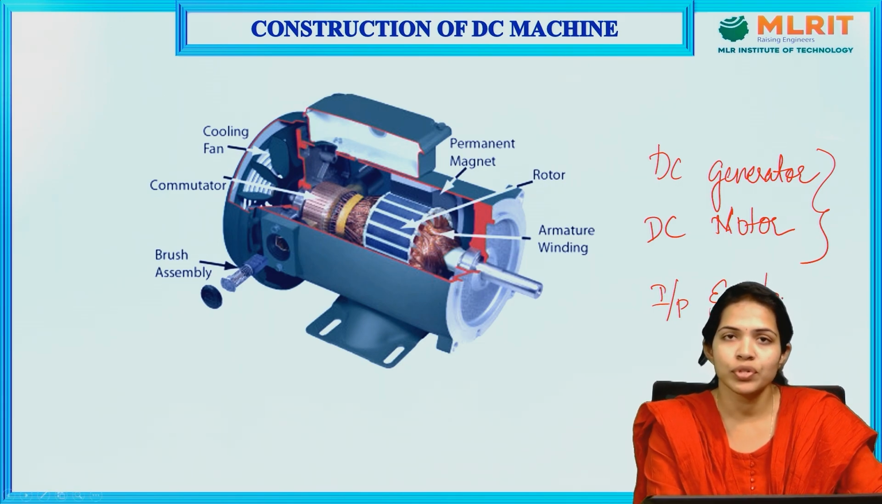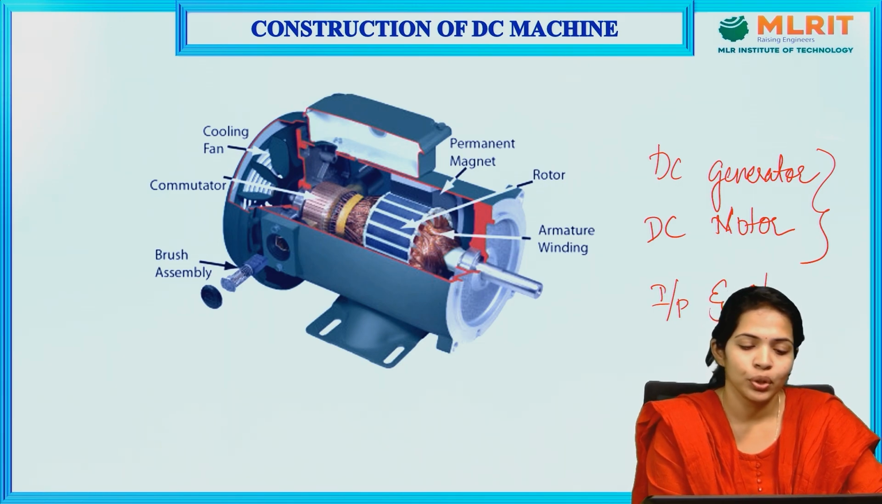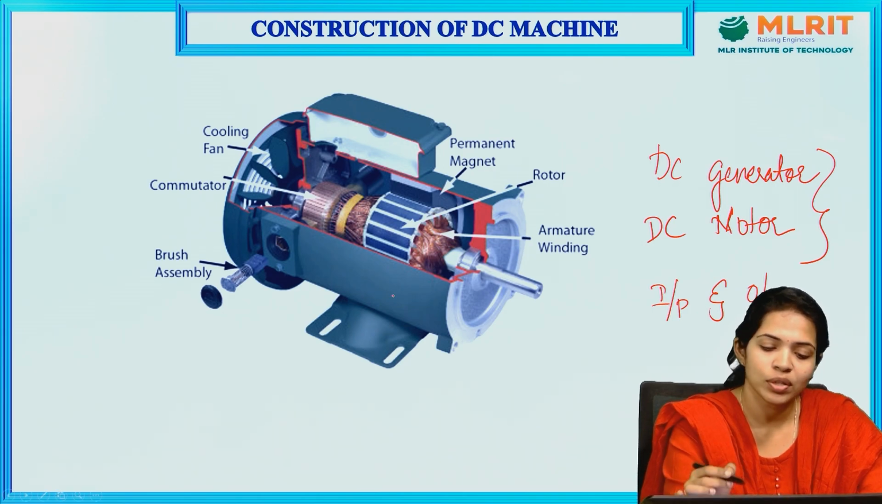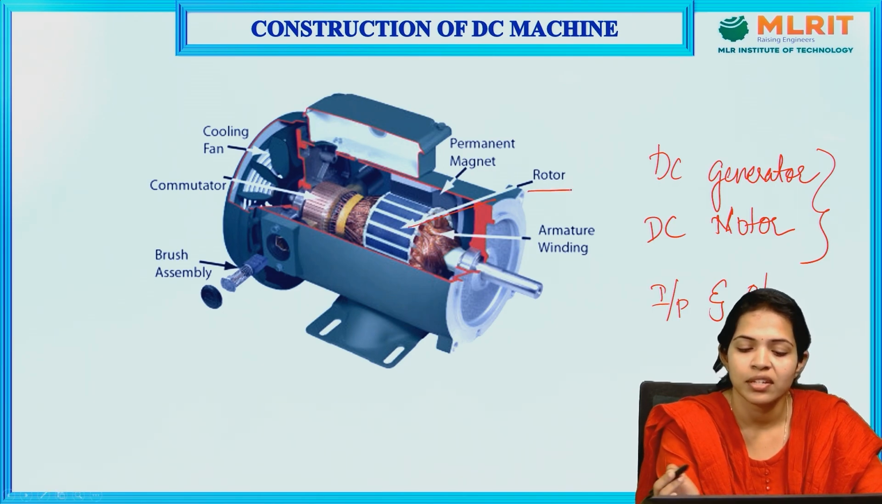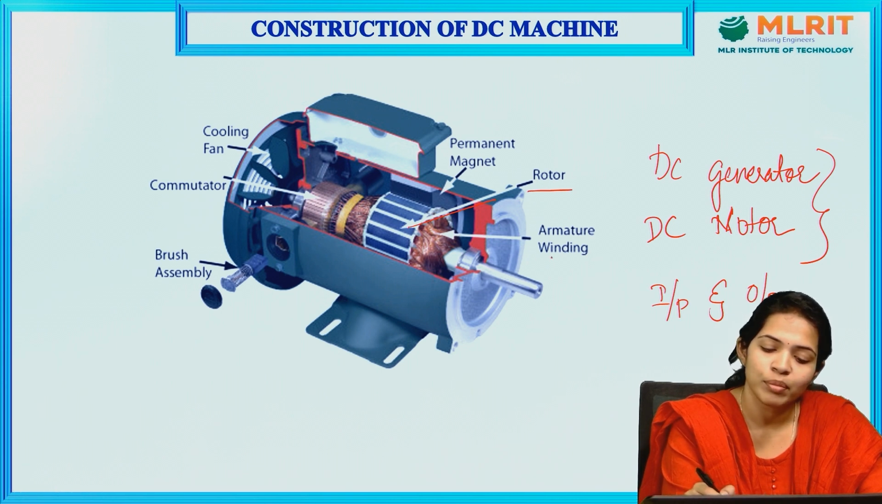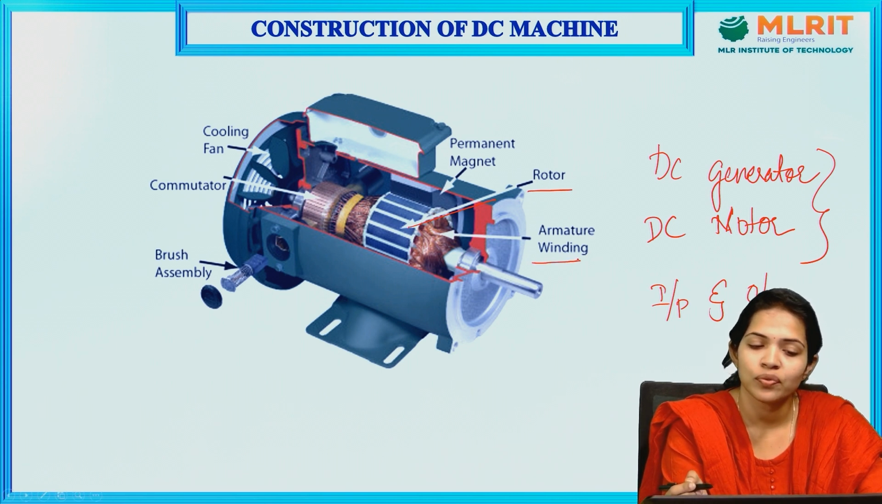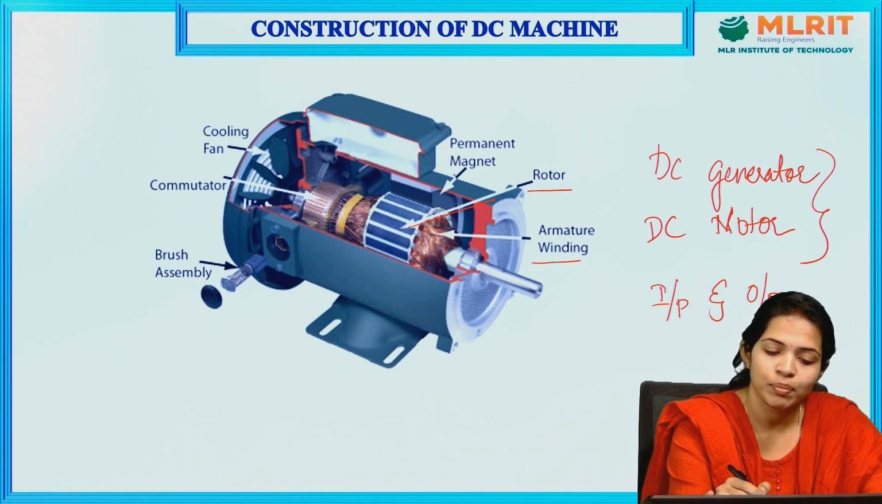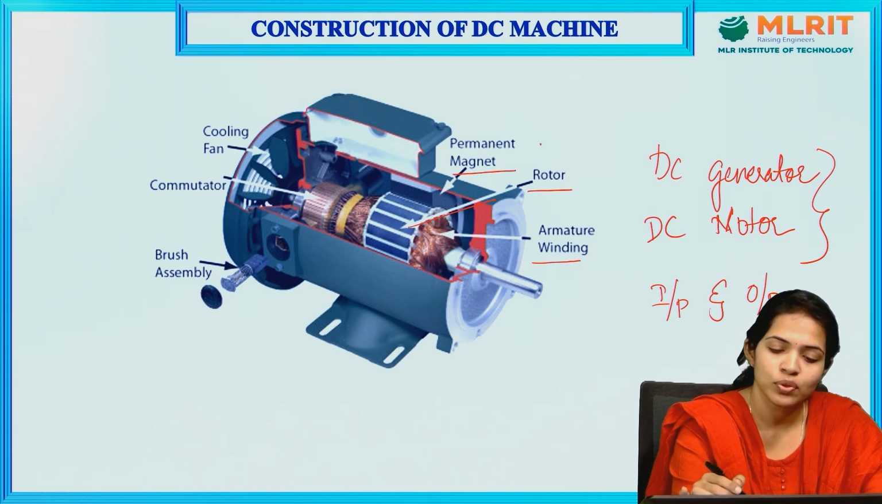This is the cut view section of a DC machine. You can see this is the outer part. This is a rotor, the name itself indicates it's a rotor. We can see the armature winding. These are the various parts of the DC machine. We can see the permanent magnets, which produce the magnetic field in the DC machine.